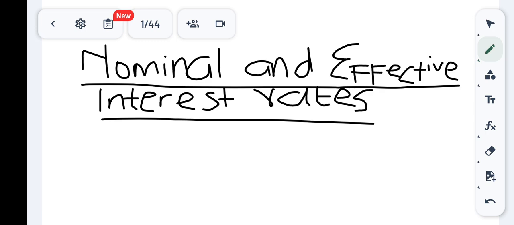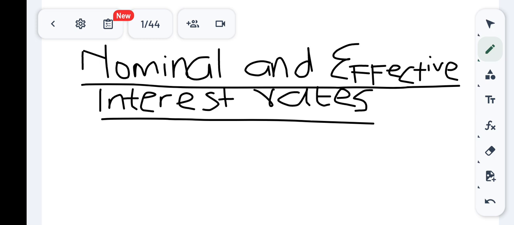Nominal interest rate, it's just the rate that is advertised or the rate that is stated. Let's say, for example, the bank is saying we will pay you 12% per year compounded monthly. They are advertising that they will pay me 12% per year compounded monthly. So that is a nominal interest rate. It does not show you how much you will actually earn. They are just advertising.